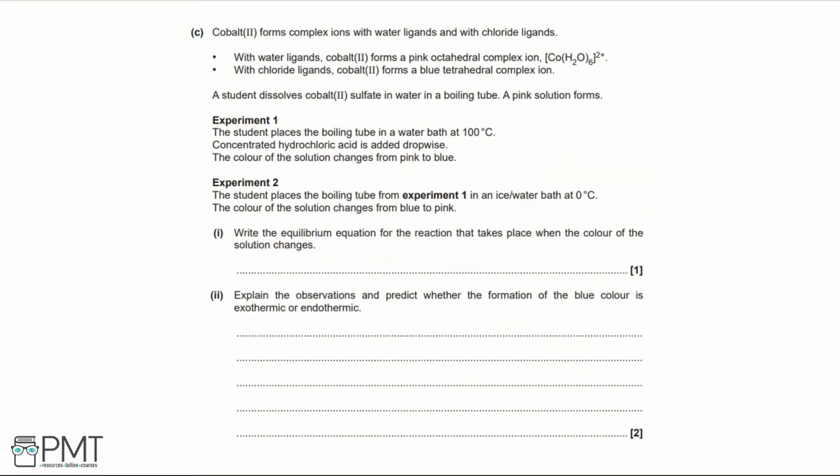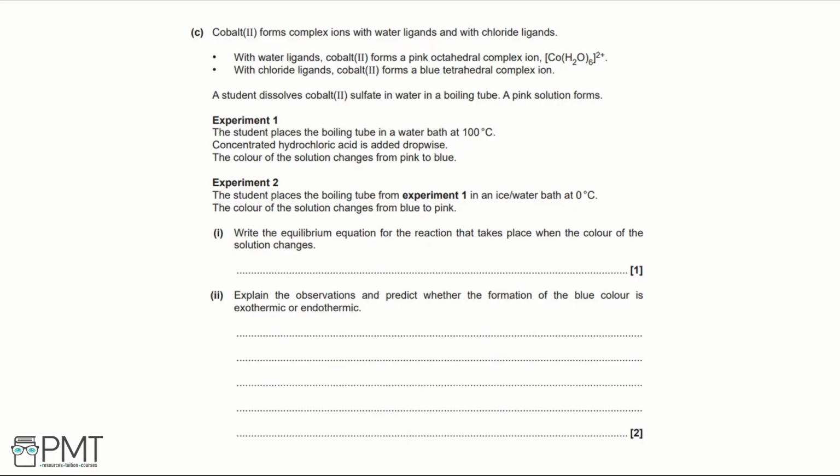Part C. Cobalt-2 forms complex ions with water ligands and with chloride ligands. With water ligands, cobalt-2 forms a pink octahedral complex ion, [Co(H2O)6]2+. With chloride ligands, cobalt-2 forms a blue tetrahedral complex ion. A student dissolves cobalt-2 sulfate in water in a boiling tube. A pink solution forms.